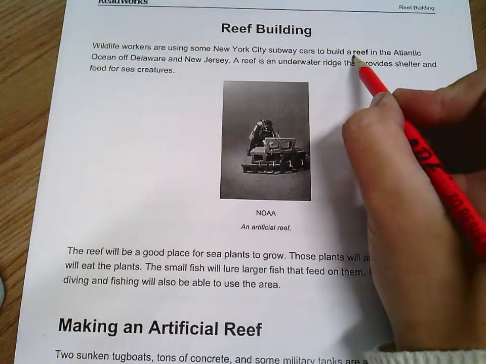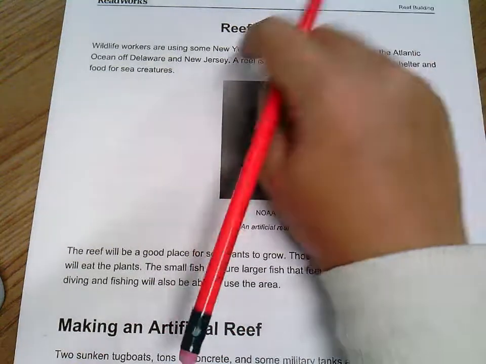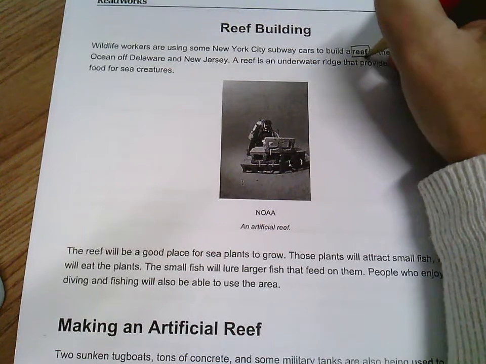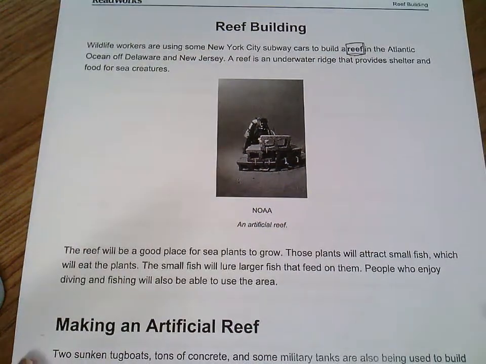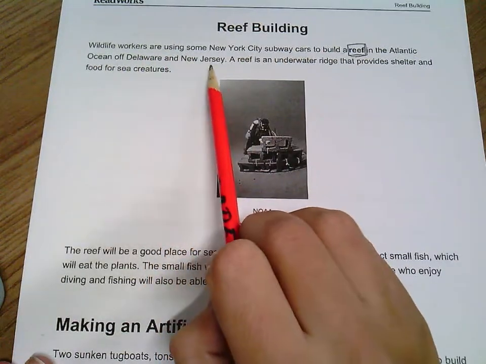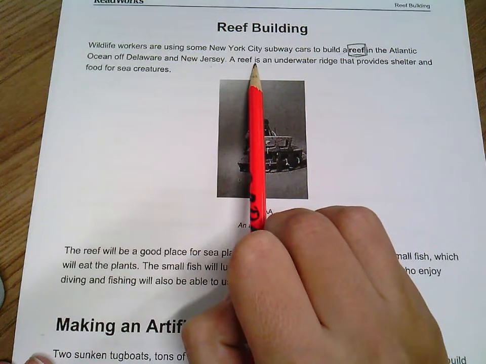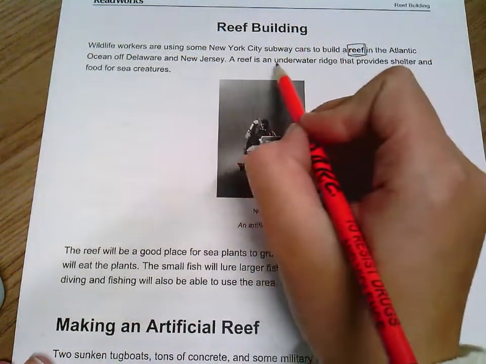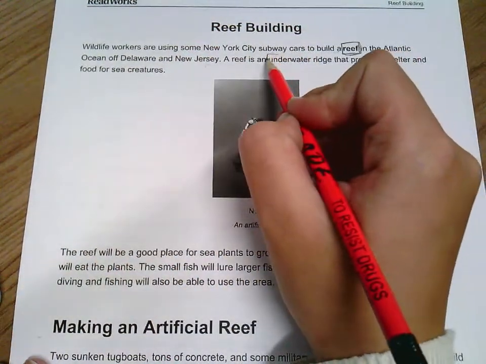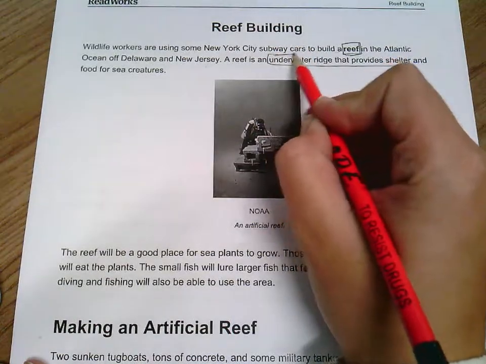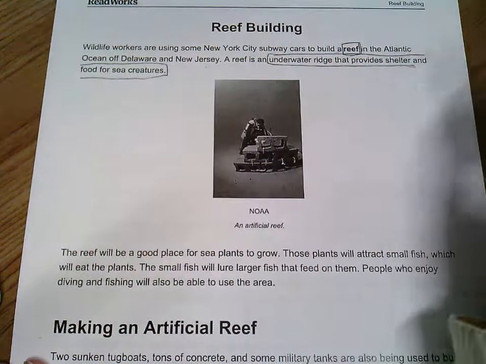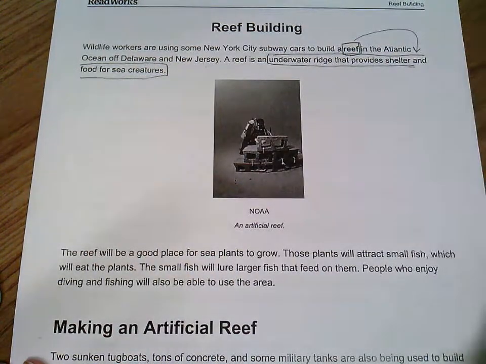Now notice reef is bolded, so that's probably an important word. Reef is also in the title, so I know that reef is going to be an important word. I'm going to put a little box around it and then put an arrow to the definition. So you can build using subway cars to build a reef in the Atlantic Ocean off Delaware and New Jersey. A reef is, so now it's going to tell me what a reef is. A reef is an underwater ridge that provides shelter and food for sea creatures. So underwater ridge, I'm going to put a box around it, that provides shelter and food for sea creatures.